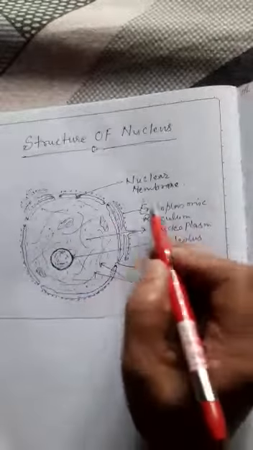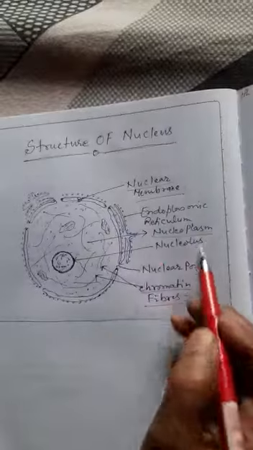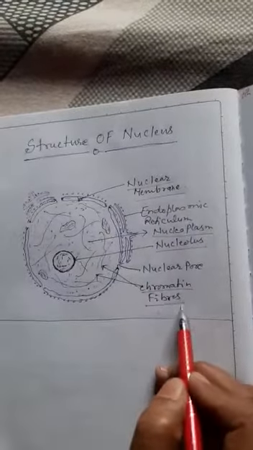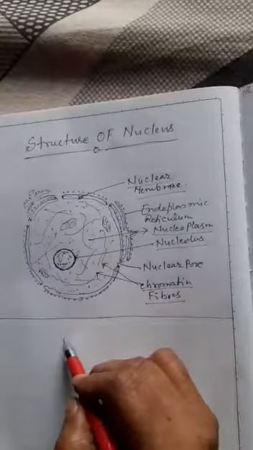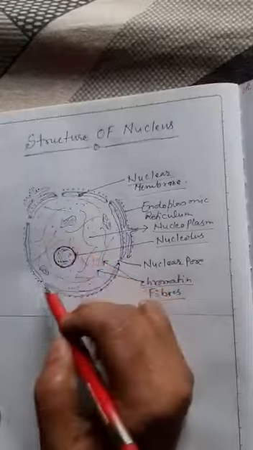First is its membrane, nuclear membrane. Second is nucleoplasm. Third is nucleolus. And fourth is chromatin fiber. Besides this, some of the molecules are dissolved in this nucleoplasm.